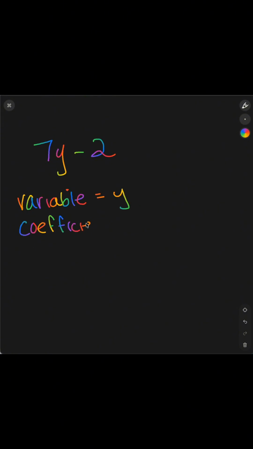Okay, let's do a quick check. 7y minus 2. Identify the variable. The variable is y. Identify the coefficient. That's a funny word to spell. The coefficient is 7, and our constant, same thing here with our constant, we always have to take the sign in front. So yes, subtract 2, but when we write it just individually, negative 2.